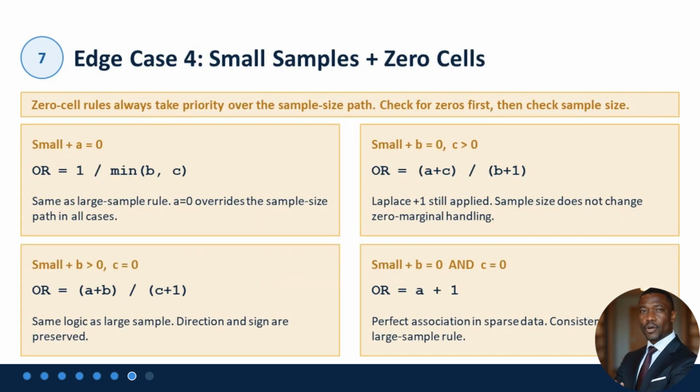When you have both a small sample and a 0 cell, the 0 cell rule always wins. You always check for 0 cells first, regardless of sample size. The sample size adjustment using the 2 D star estimates only activates when all 4 cells are positive. This consistent ordering is critical. It ensures the algorithm never tries to apply both corrections at once and handles every possible combination of conditions unambiguously.